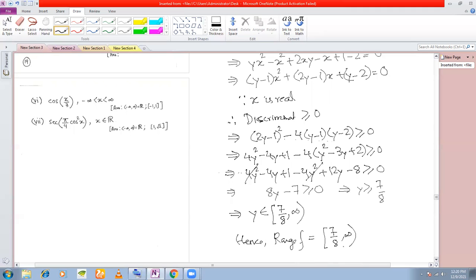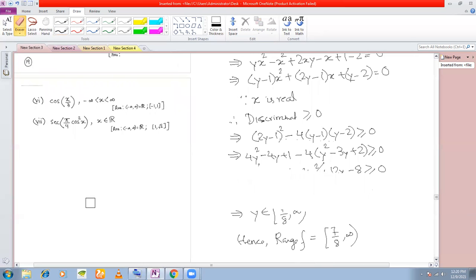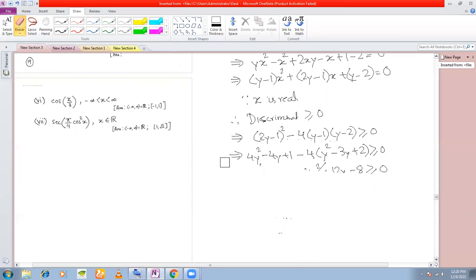Yes, sir. Any doubts? No doubts on this question, how to find out the range? Finding out the range, the technique will remain the same for all the questions. Okay. Okay, sir.